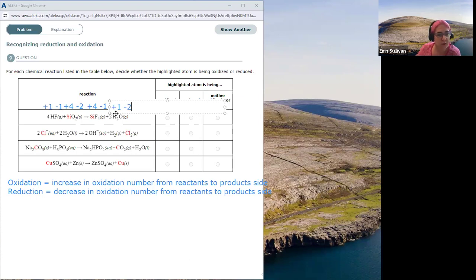Hydrogen starts as +1, ends as +1. Fluorine starts as -1, ends as -1. Silicon starts as +4, ends as +4. Oxygen starts as -2, ends as -2. So there has been no change in oxidation number for anything in that reaction. We're specifically asked about silicon, but as you can see, this is not a redox reaction at all.